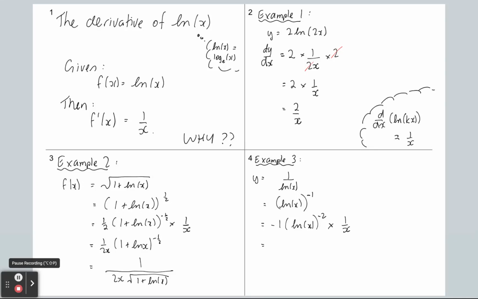Okay, tidying that up, I've got minus 1 on x. That's just multiplying those two things together, and I'm going to multiply it by 1 on ln x squared, like so. And now I'll just make it one function like so.